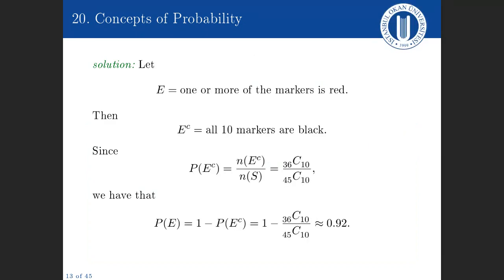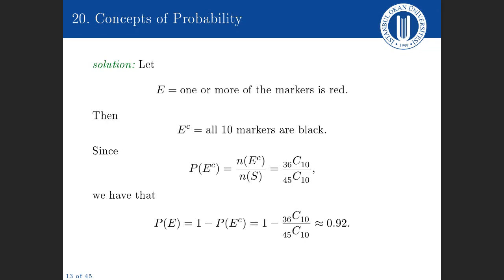So let E be the compound event that one or more of the markers is red. We want to calculate the probability of E. But it's actually going to be easier to calculate the probability of E complement. That's the event that all 10 markers are black. We're told that the markers are given randomly. So that means each simple event is equally likely. So to calculate the probability of E complement, we're just going to do the number of elements in E complement divided by the number of elements in the sample space.